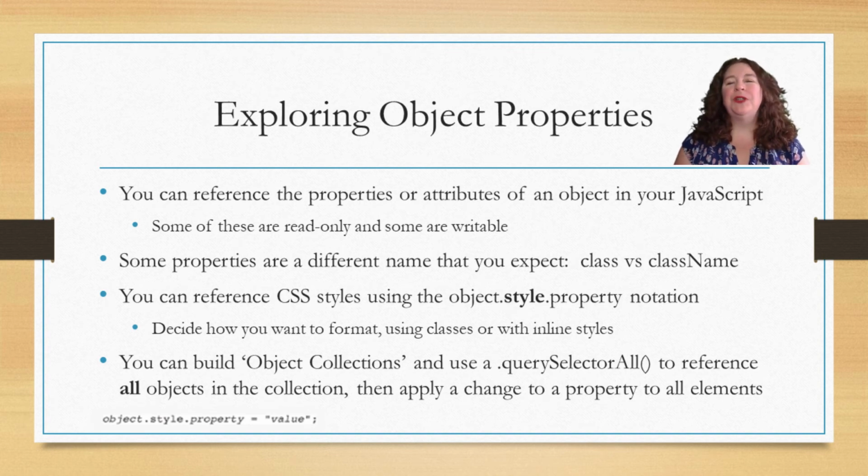You can also build object collections, and you can create collections or arrays of objects by using the query selector all. This is going to be really useful in this project because we're going to want to get all of the cells that exist inside of our puzzle so that we can start modifying them. So we're going to use our query selector all in that case to reference all the objects that are in the collection and then apply changes to the property of all elements by using a for loop.